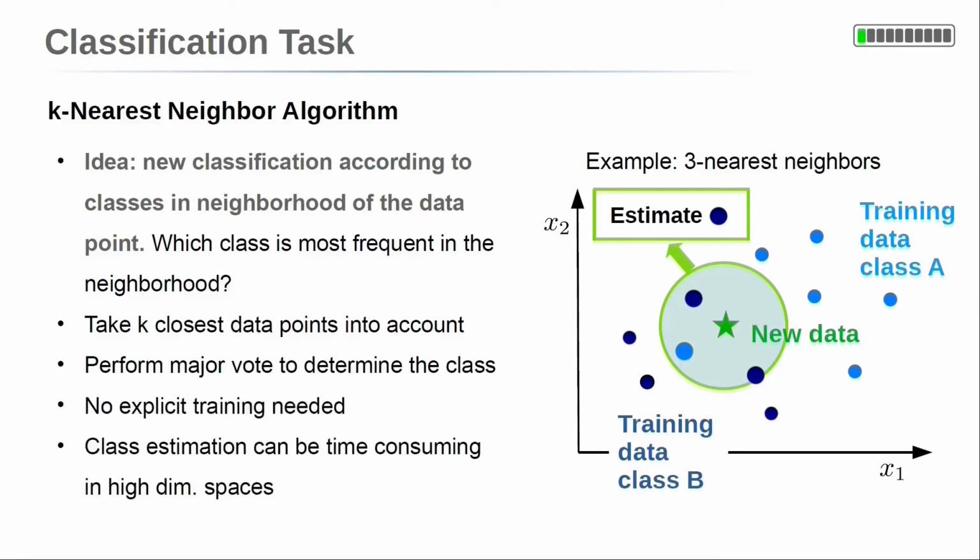A big plus of the k-nearest neighbor algorithm is that no explicit training or fitting of this model to data is needed. Only at the time when estimating a target class, the training data is considered. But it is very time-consuming to calculate all distances, especially for a lot of training data points and in high-dimensional spaces. So, if a lot of input variables are given, you should consider an alternative approach.